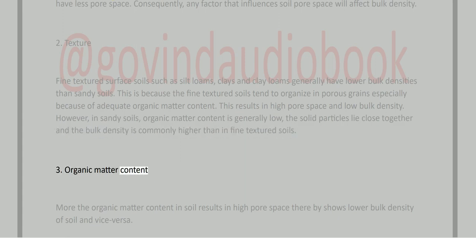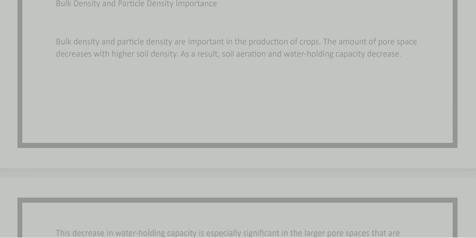3. Organic matter content. More organic matter in soil results in high pore space, thereby showing lower bulk density of soil, and vice versa. Bulk density and particle density importance. Bulk density and particle density are important in the production of crops. The amount of pore space decreases with higher soil density. As a result, soil aeration and water holding capacity decrease.